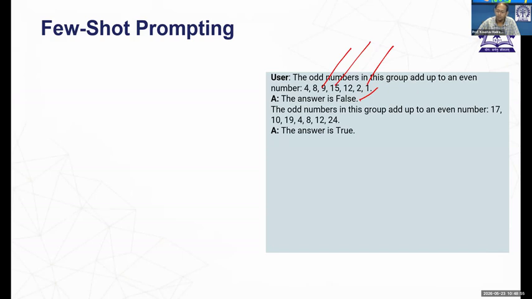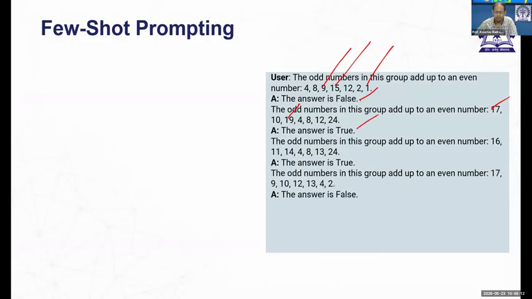The odd numbers in this group add up to an even number. What are the numbers? 17, 10, 19, 4, 8, 12, 24. Now, if you basically add them up, what is the output? 17, 19, 36. So, it is basically an even number. So, the answer is true. In this way, you are giving two more inputs to the LLM.